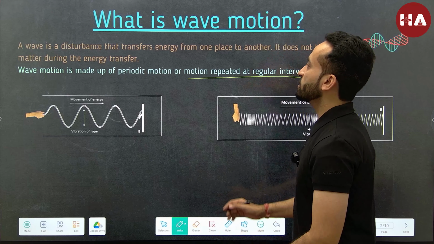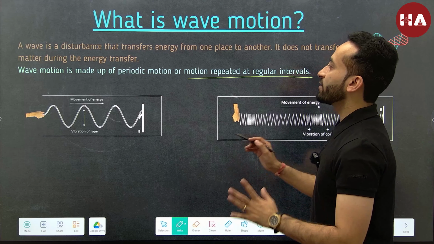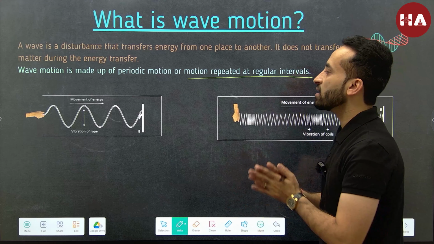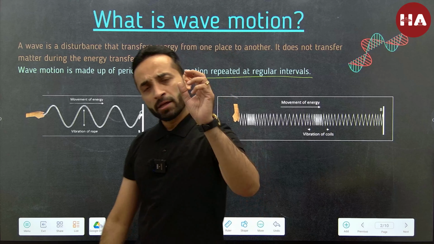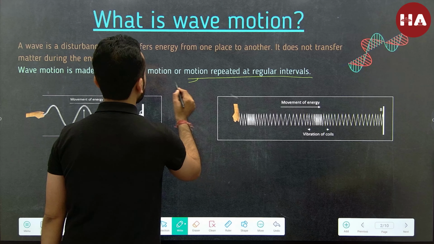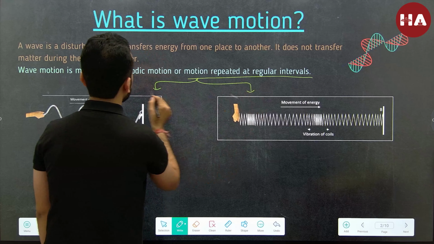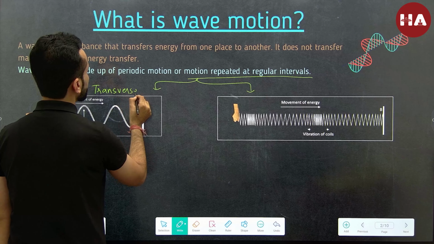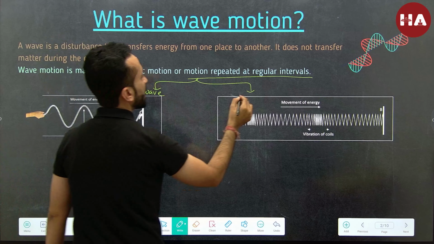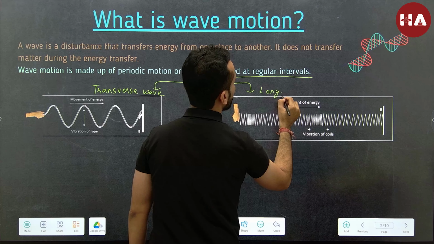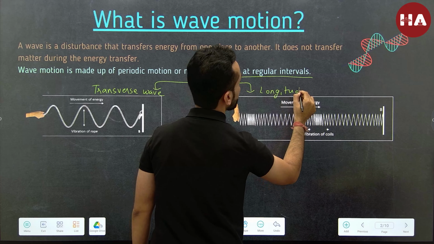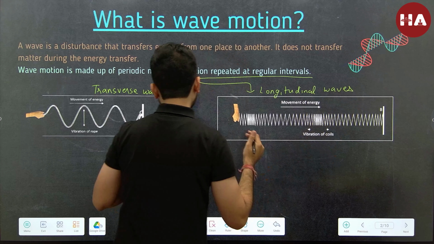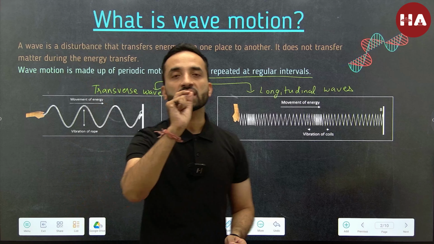So wave is a disturbance that transfers energy, and wave motion is made up of periodic motion, or motion repeated at regular intervals. Straight away, let's talk about these two versions of waves. First is the transverse wave. Students, please understand, this is called transverse wave and this is called longitudinal waves.